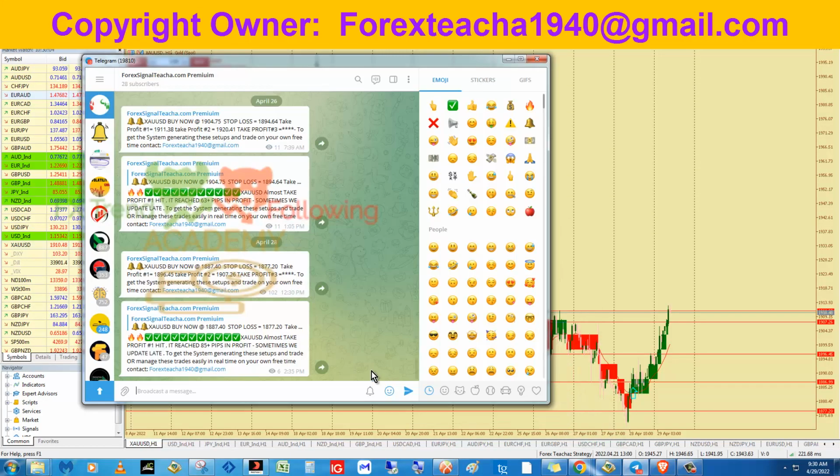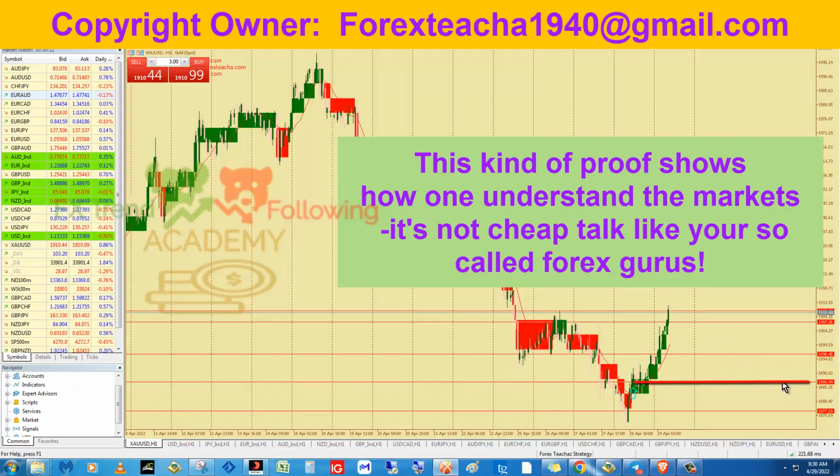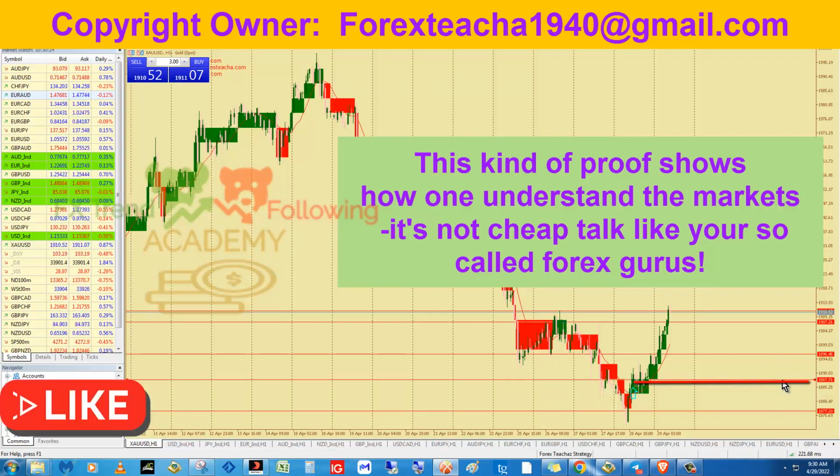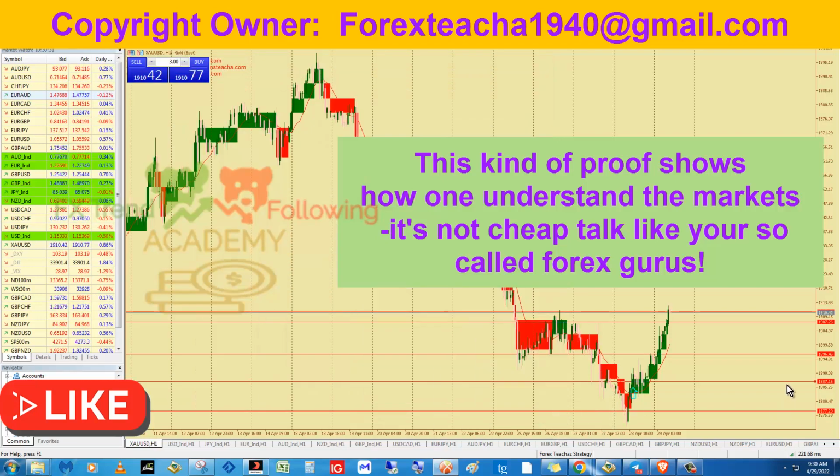If you go to our Telegram channel, you can see yesterday was 28 April. I sent this signal right here. I said XAU USD buy exactly at 1887.40. If you go to our chart right here, you're going to see the same thing. 1887.40, so it's somewhere around here.